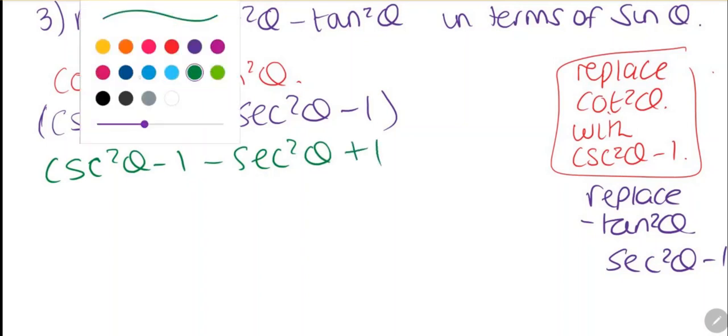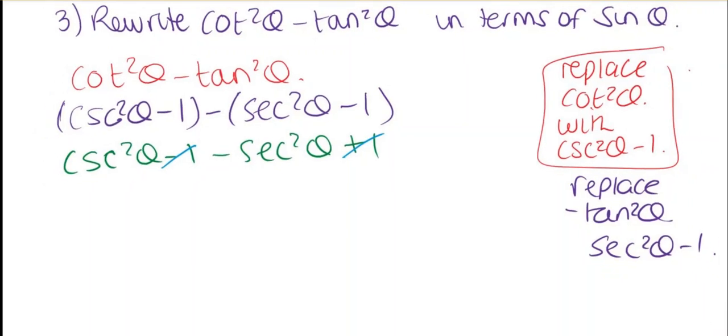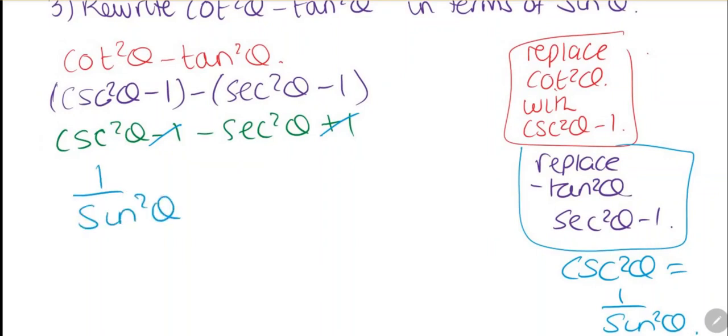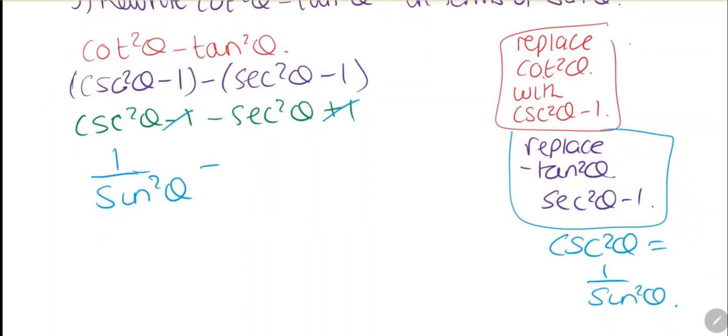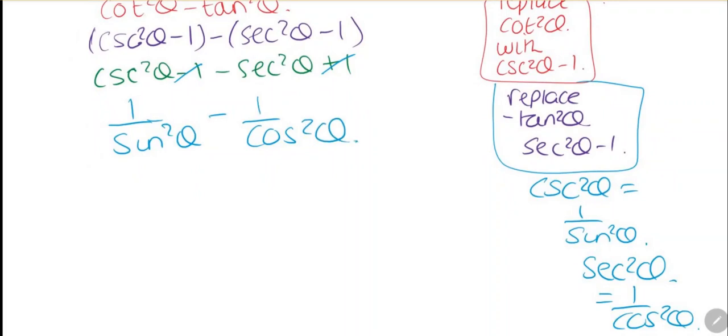And now because I've done this, my minus 1 and my plus 1 will actually simplify. Now I know that cosecant is reciprocal, so I haven't got the minus 1 anymore. So this is going to be 1 over sine squared theta. So I'm going to rewrite that. And this is minus, and sec squared theta is 1 over cosine squared theta. So we've got 1 over cosine squared theta.